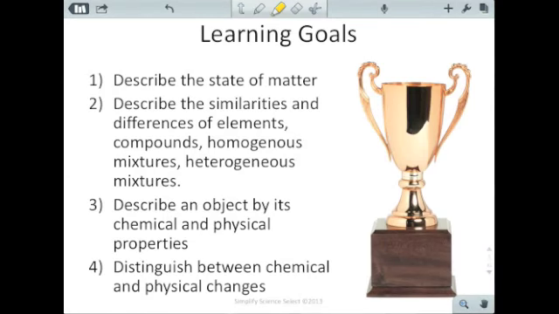Our learning goals for this lecture: we're going to explain the More Things Change lab. What we should be able to do after we're finished is, number one, describe the states of matter. Number two, describe the similarities and differences of elements, compounds, homogeneous mixtures, and heterogeneous mixtures. Describe an object by its chemical and physical properties, and distinguish between chemical and physical changes.